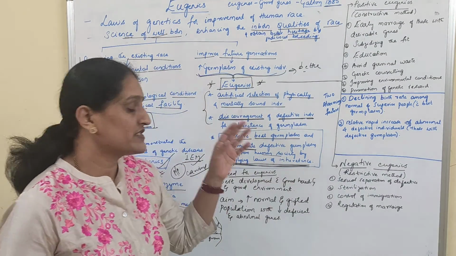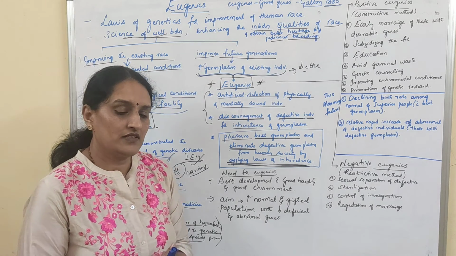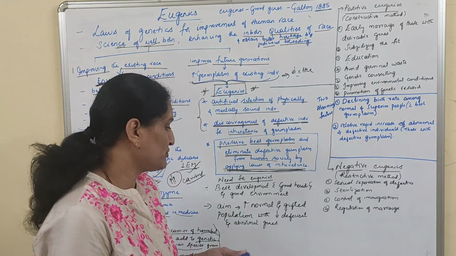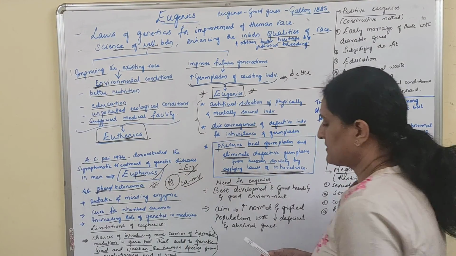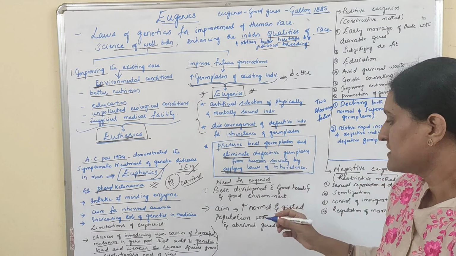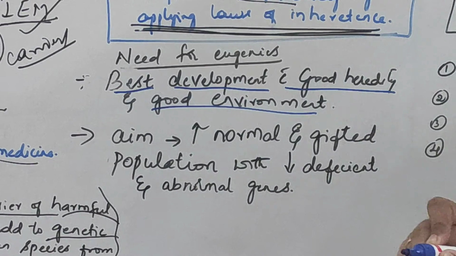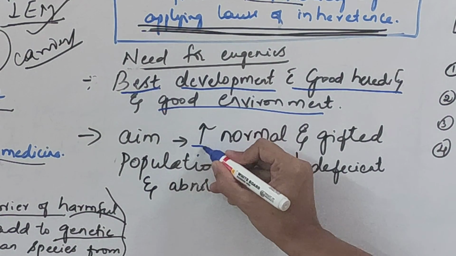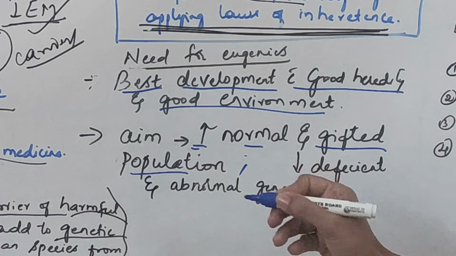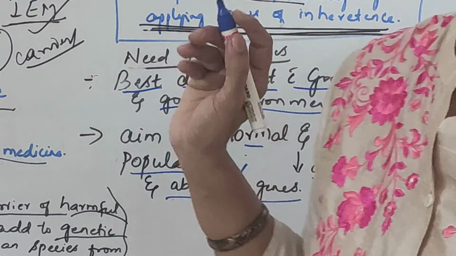Now that we have learned what eugenics is, and what its aim and principles are, let us learn what the need is for applying this concept of eugenics to the society, or to the gene pool. There are two things that describe why eugenics is needed. Eugenics is needed because it results in the best development with good heredity and good environment, and it aims at increasing the normal and gifted population, whereas it discourages and suppresses the flow of deficient and abnormal genes in the society.